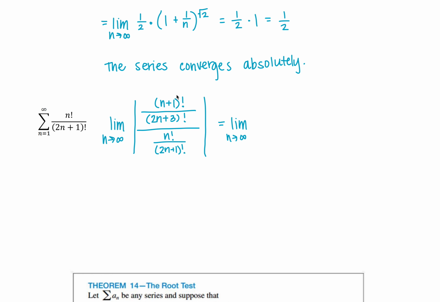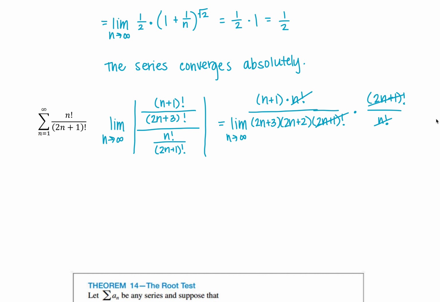And at the same time, I'm going to rewrite the factorials here. So n plus 1 factorial, I'll just do n plus 1 times n factorial. 2n plus 3 factorial is going to be 2n plus 3 times 2n plus 2 times 2n plus 1 factorial. And then again, the denominator, we'll go ahead and flip it upside down. So we have 2n plus 1 factorial over n factorial.